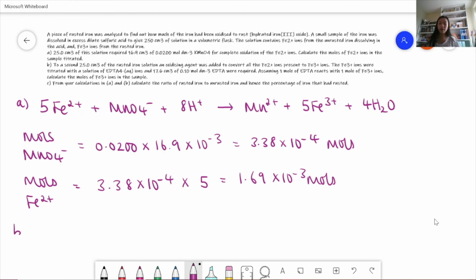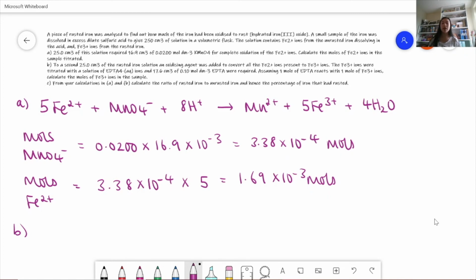For B, to a second 25 cm³ of the rusted iron solution, an oxidizing agent was added to convert all the Fe2+ ions present to Fe3+ ions. The Fe3+ ions were titrated with a solution of EDTA4- ions, and 17.6 cm³ of 0.10 mol per dm³ of EDTA were required. Assuming 1 mole of EDTA reacts with 1 mole of Fe3+ ions, calculate the moles of Fe3+ ions in the sample.